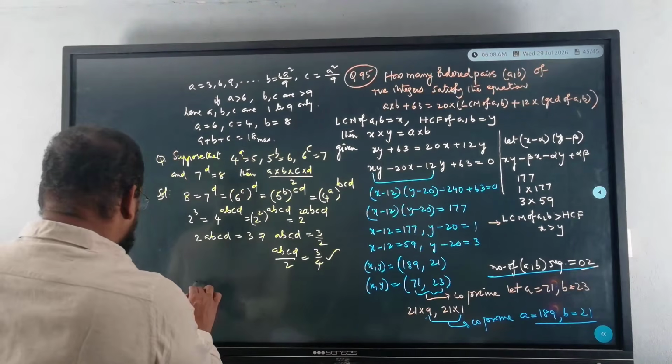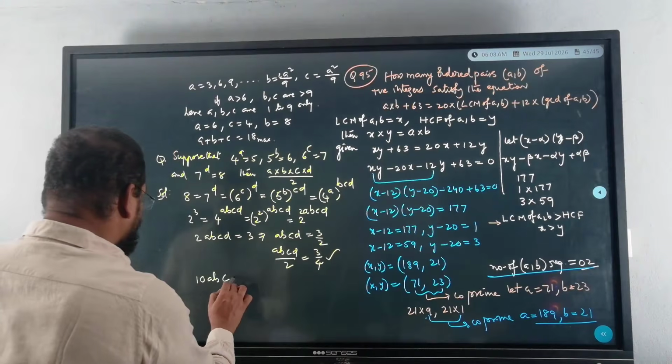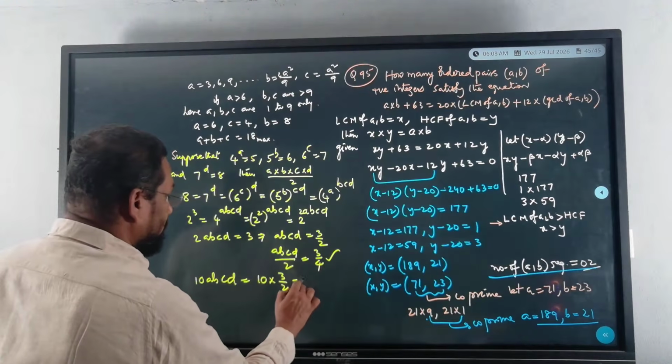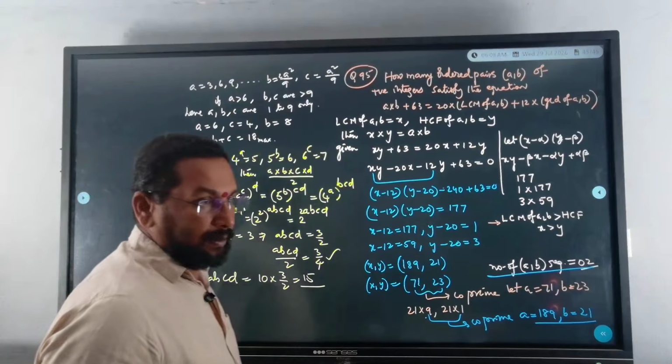And also we have to find 10 ABCD. 10 times ABCD is 10 times 3 upon 2, that is 15, which is required.